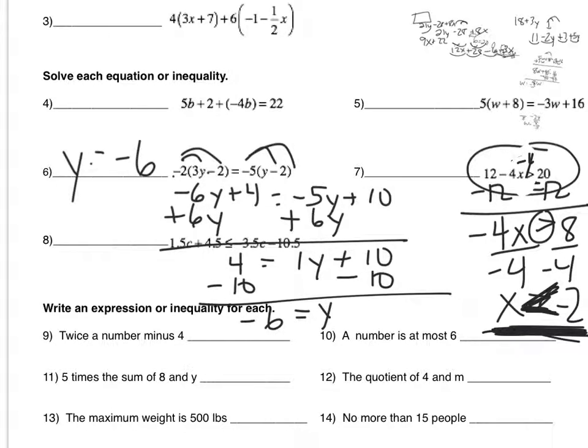-4 times -4 is a positive 16, so 12 plus 16 is 28, and 28 is greater than 20. So the rule to flip the sign when you divide by a negative is not just some made-up rule. It's something you want to make sure and remember that there is a reasoning behind it, that you flip that sign, because otherwise the values that you pick are not solutions. So number 7 is x is less than -2.